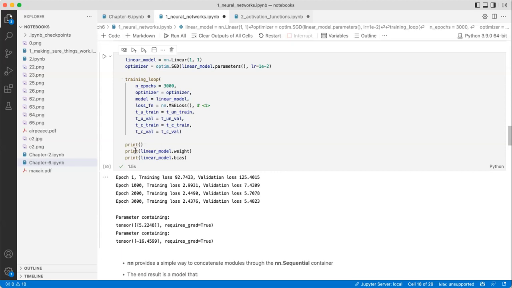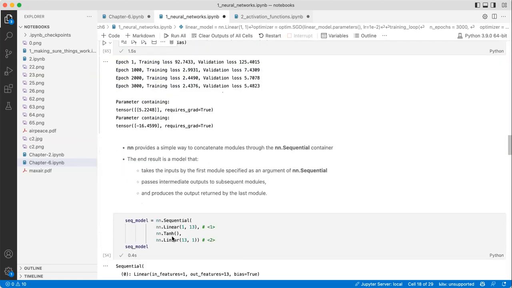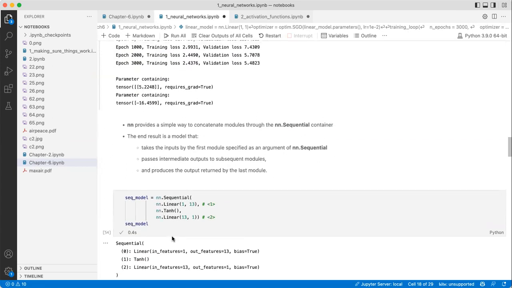Then finally we have this. This is not even important. I don't know what's here. The print linear model, the weight and the bias. It will just print our weight and the bias. I hope this is clear.